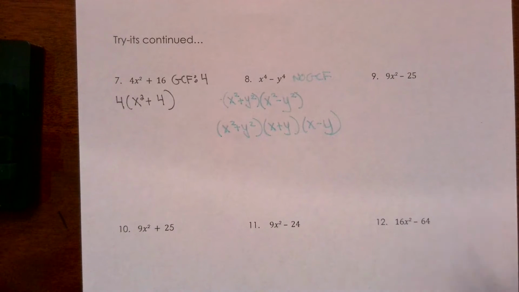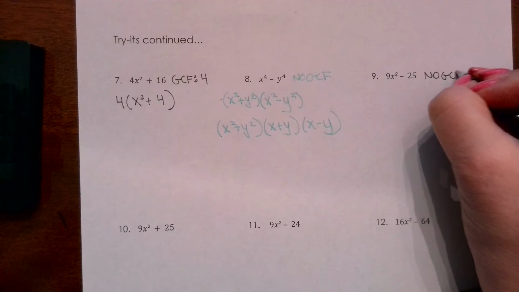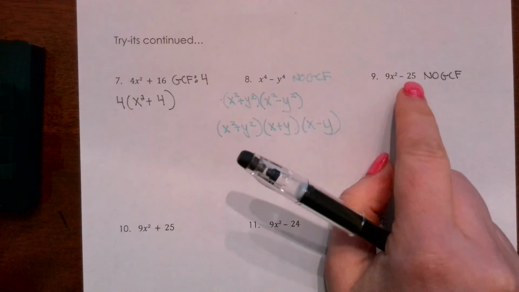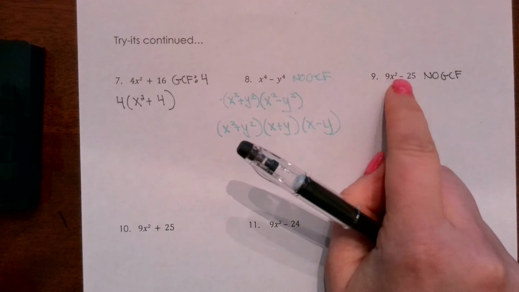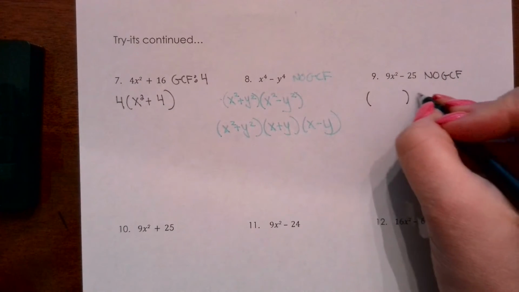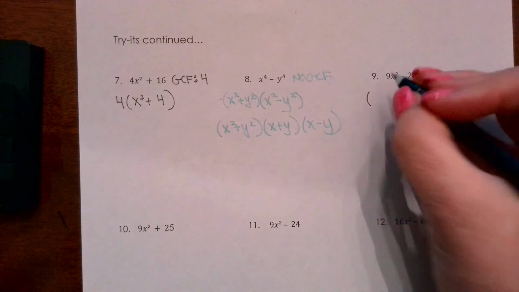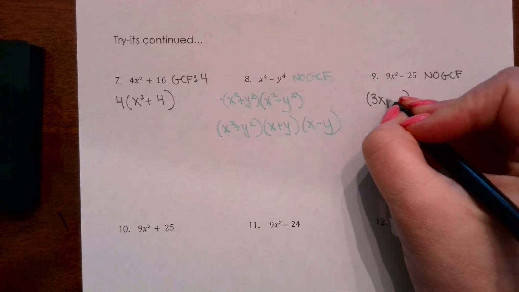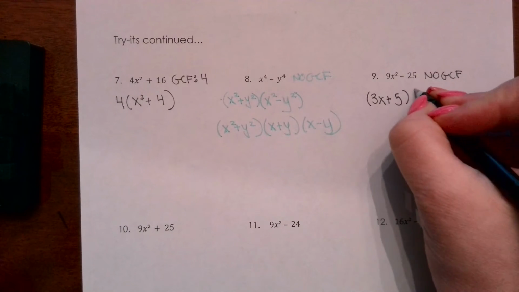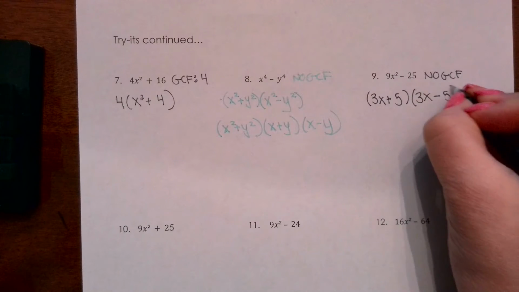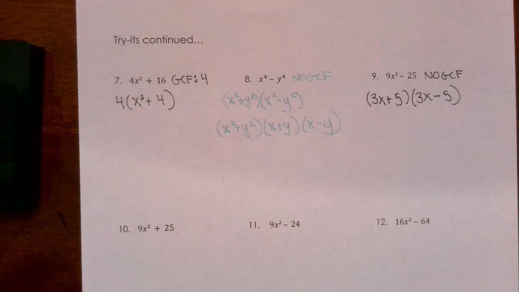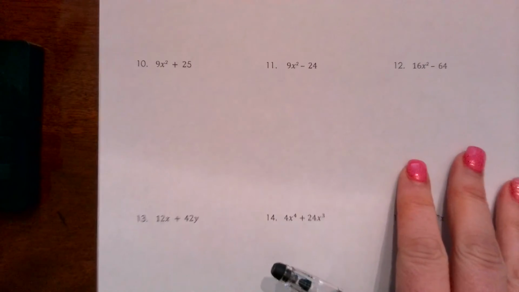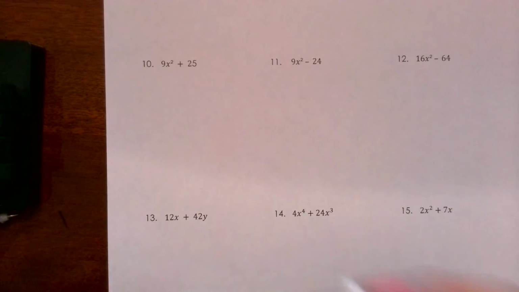Looking at my next problem, I do not have a GCF. It's a binomial. Is it a difference of squares? Perfect square coefficient, perfect square, even exponent, subtraction. We have got ourselves a difference of squares. So the square root of 9 is 3, times x, and the square root of 25 is 5, and then I'm going to have 3x minus 5. It does not look like I have a second difference of squares because I have odd exponents and, of course, non-perfect square coefficients.